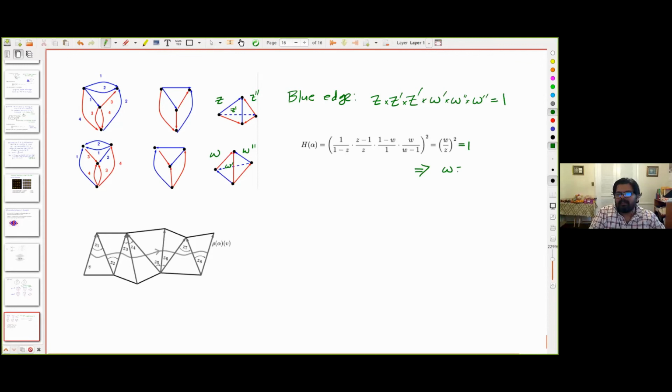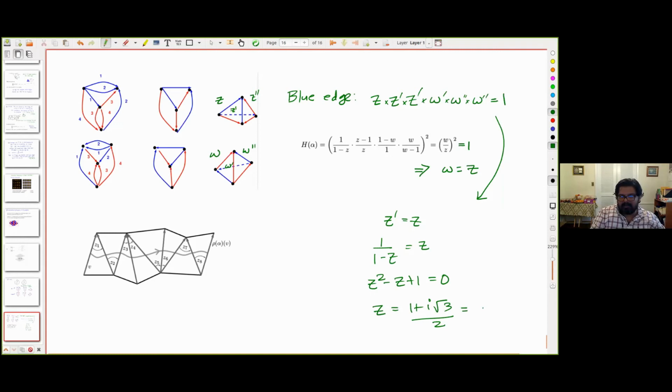And if you look at what this equation gives you, if you do your simplification, it will give you z prime is equal to z, and that means that 1 upon 1 minus z is equal to z, and now you just do some algebra and you get (1 plus i square root 3) by 2. That means that this has the parameter pi i by 3, and this means both of these tetrahedra are regular ideal tetrahedra. And so that gives you the volume of the figure 8 knot is actually 2 times V tet, right? So that's a computation for that.